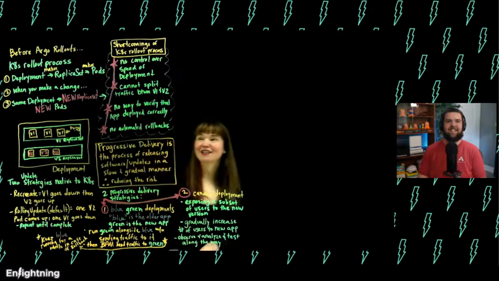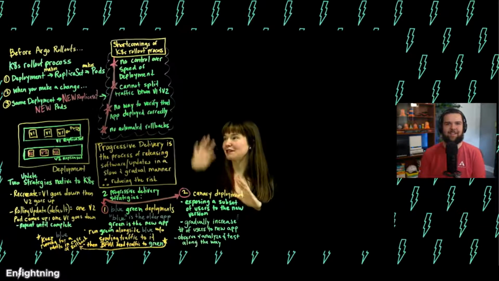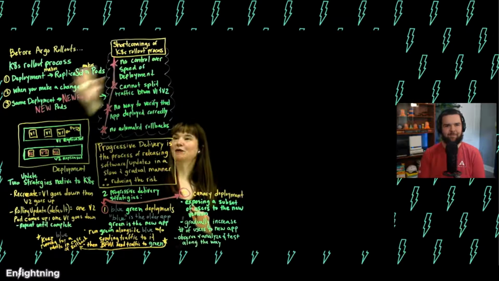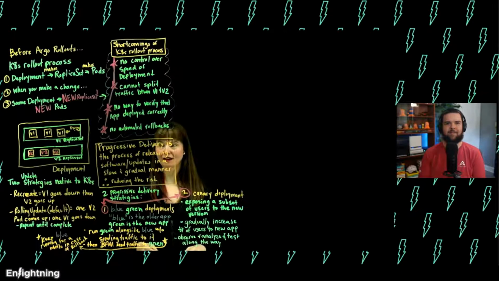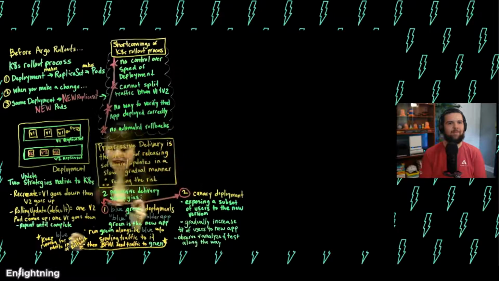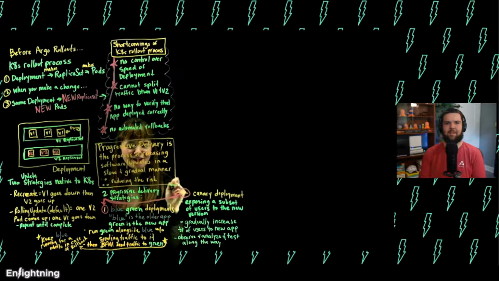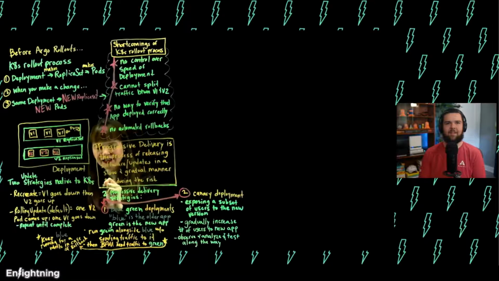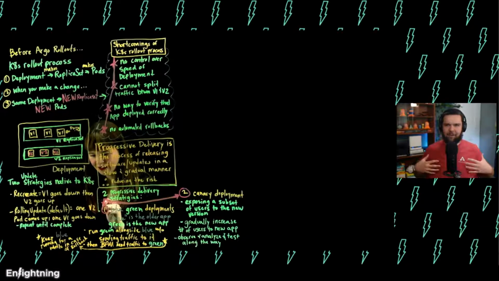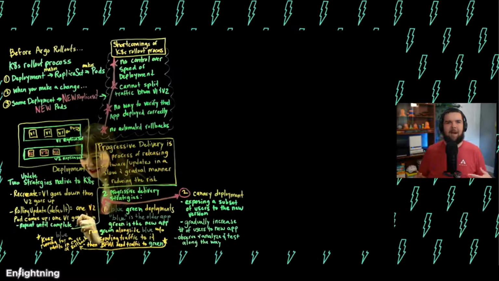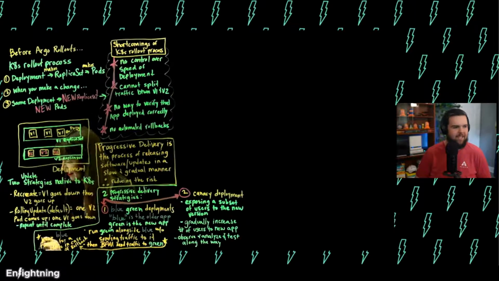Okay. So we talked about how Kubernetes does it and Kubernetes shortcomings. We talked about progressive delivery and progressive delivery strategies. And now let's talk about Argo Rollouts. Now we have all the context and the background to make Argo Rollouts make sense.